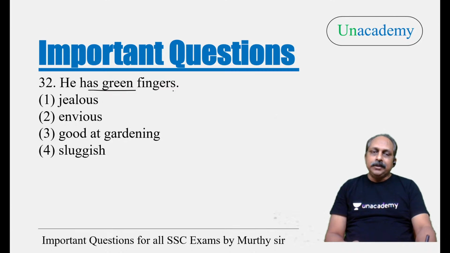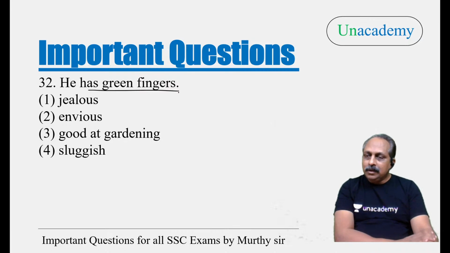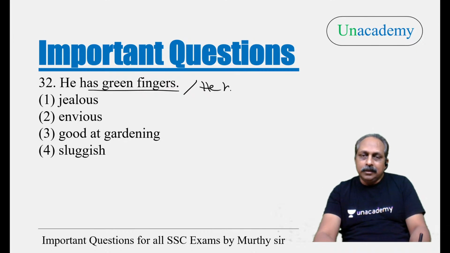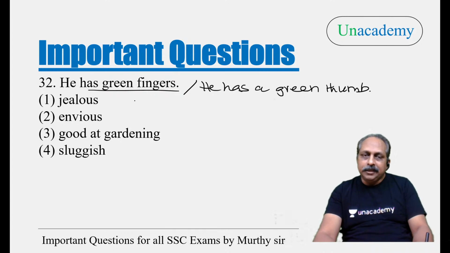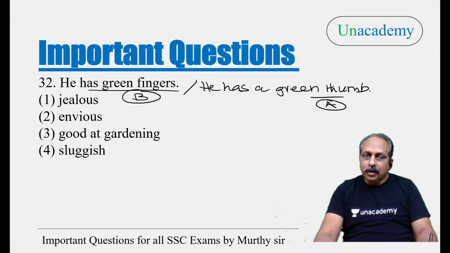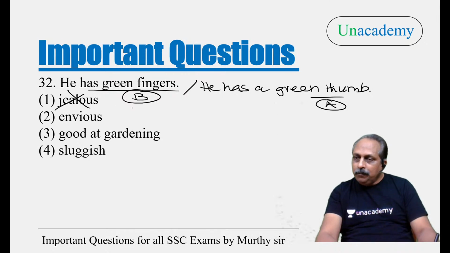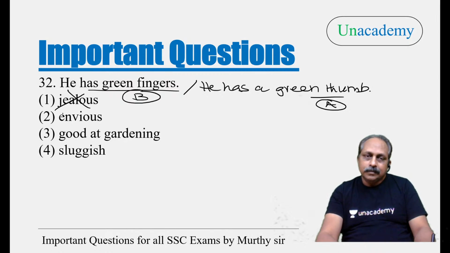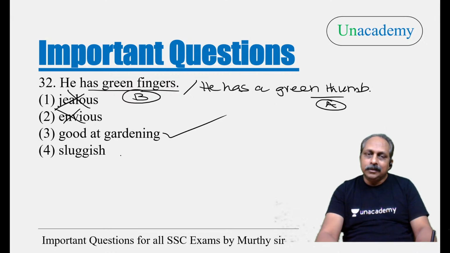This is an idiomatic expression. You have to find out the meaning of this idiom. He has green fingers. We also say he has a green thumb. This is American, and he has green fingers, British. American. What does it mean? No, no, not the first option. All of you, surprising, 32. Only Venkat has got it right. To have green fingers or to have a green thumb means good at gardening.